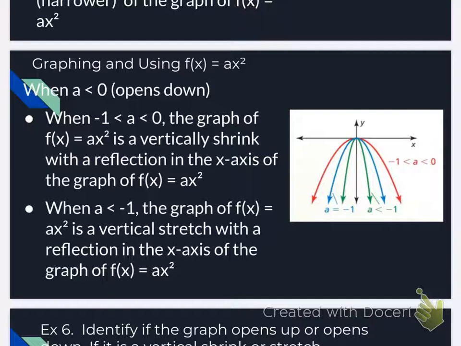When a is less than 0, it opens down. When a is between -1 and 0, it is shrunk vertically. We vertically shrink it. And then when a is less than -1, we see that it is vertically stretched. So again, those are just slightly different wordings. And we're going to identify those on our next group of graphs.